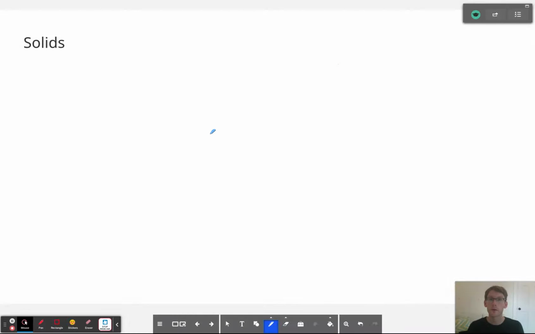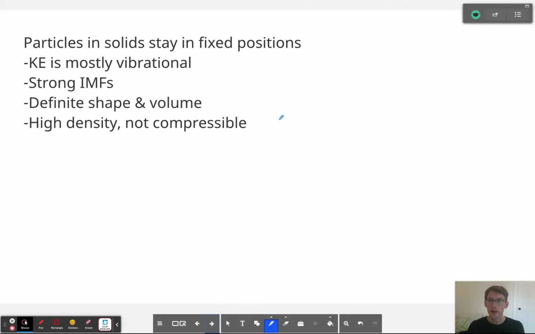In this video, we're going to learn about solids. So in solids, all the particles tend to stay in pretty much fixed positions. And so that means that if I've got, say, several particles here, their kinetic energy is going to be expressed mostly in vibration, whereas gases are actually translating through space. They're moving around in space.